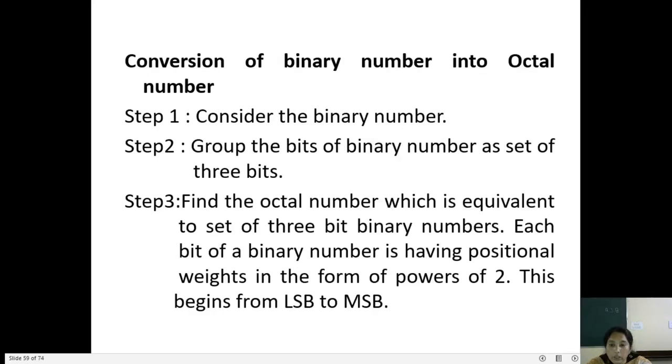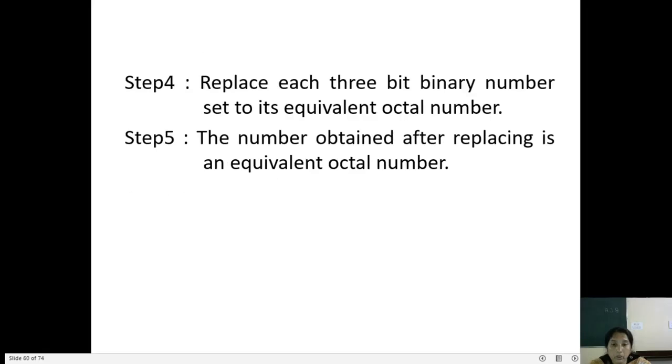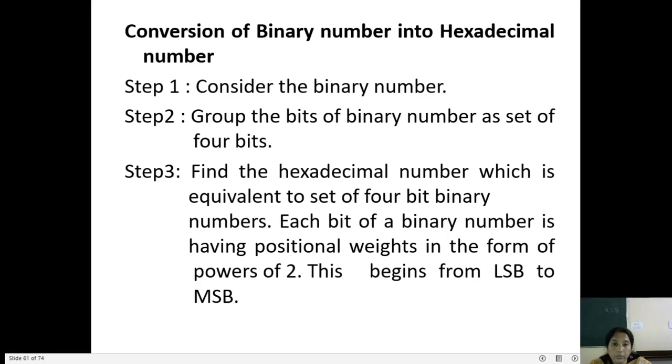So if it is an octal number, first you want to see the number, then you want to group. If you want to convert into octal, group into 3 bits, and by seeing the value of the number, you want to keep that number, and you can easily convert into octal. If it is hexa, you want to group in the manner of 4 bits, and based on this value you want to write the number for that particular value. And while grouping, you should keep in mind that you should start from the least significant bit to the most significant bit.